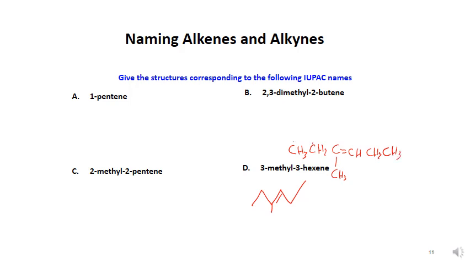1, 2, 3, 4, 5, 6 carbons. Methyl on 3, double bond starts on carbon 3. Okay, that's how you have to go about your business. See if you can do them with the practice problems.